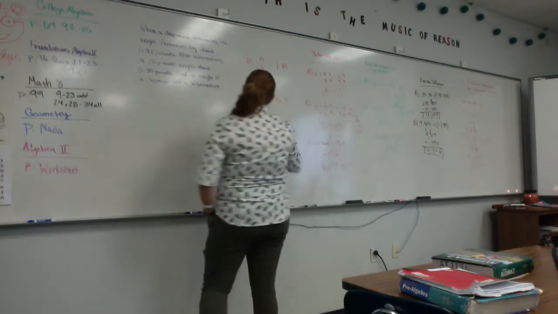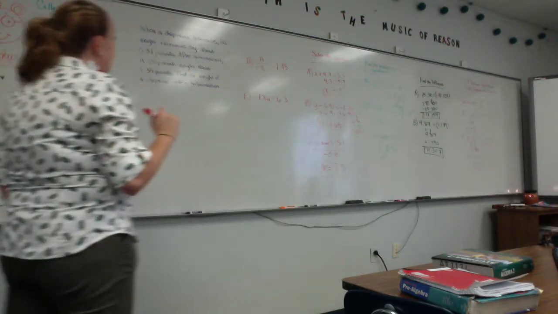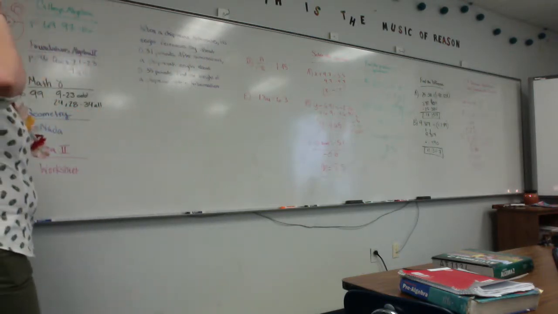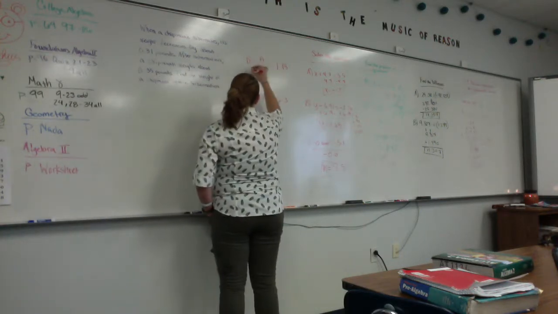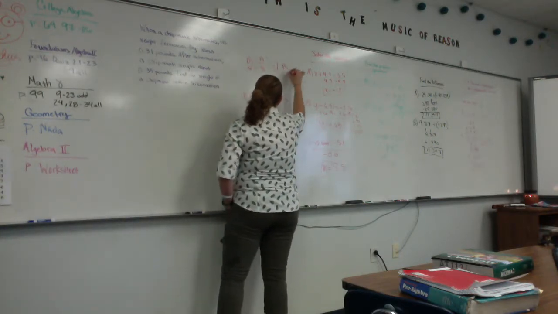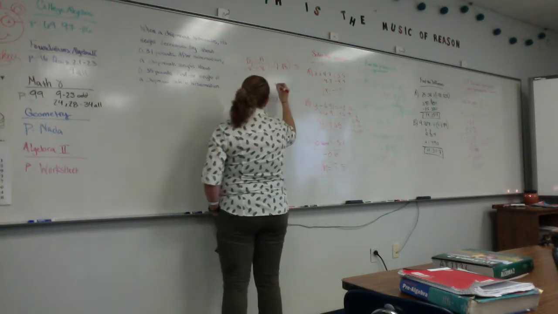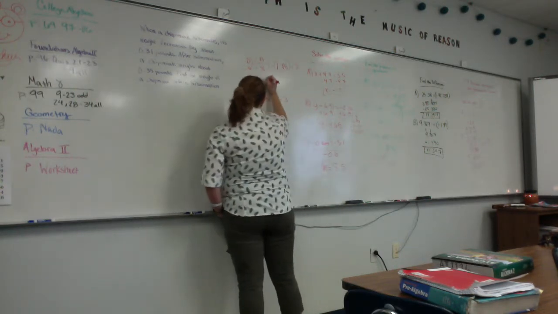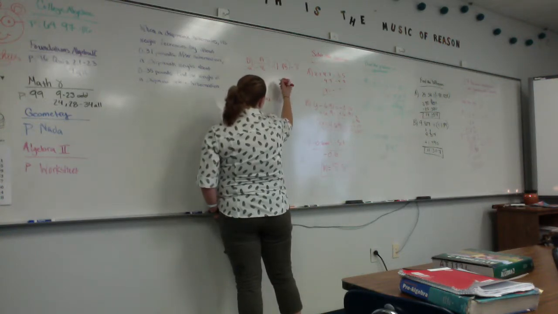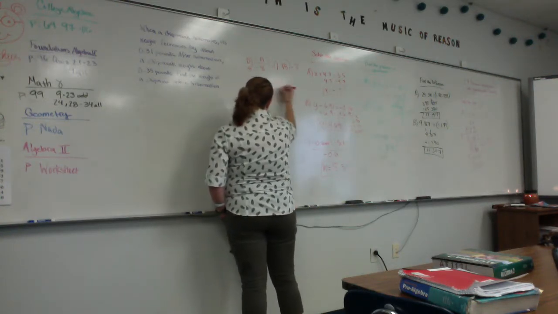Okay, how do I solve n divided by negative 8 equals 1.75? Okay, Jason, multiply by what? By negative 8. What is 1.75 times negative 8? Negative 14. Yes, perfect.